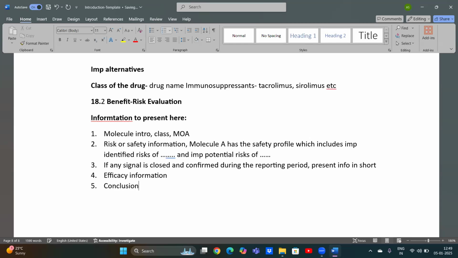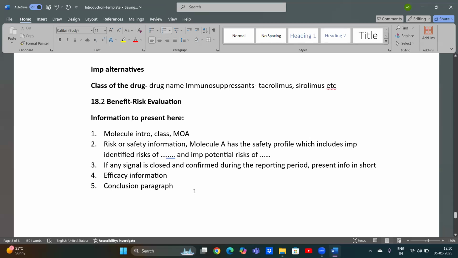Conclusion paragraph, mostly it will say that based on the evaluation of the safety and efficacy profile of your molecule, it is found to be beneficial in the patients of NSCLC. Hence, there is no change in the benefit risk ratio of the molecule for patients with NSCLC.